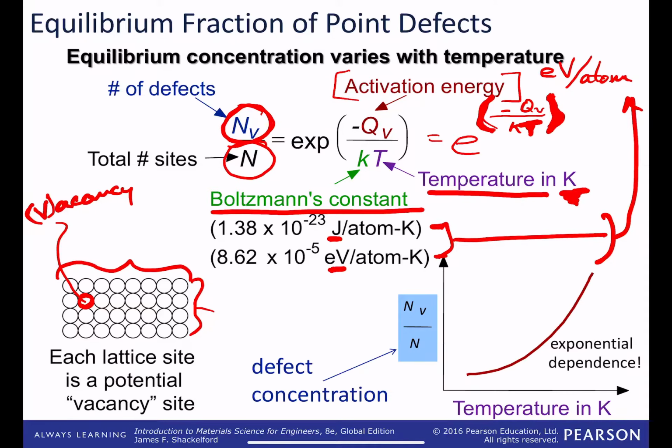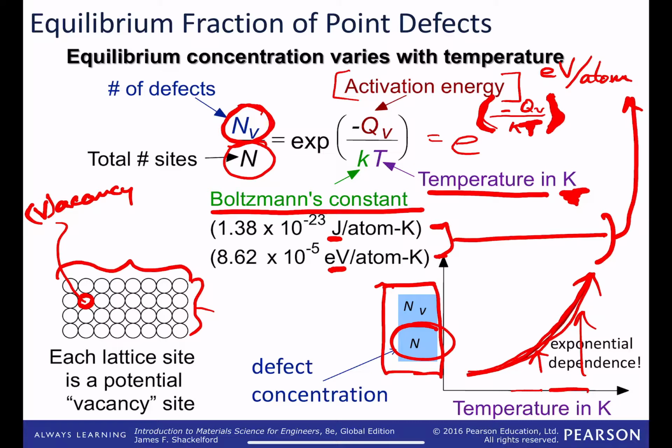Okay, so if you can imagine the outcome there, plotting the left-hand side of that equation versus temperature, you can see here that we would get an exponential curve as a consequence. Okay, so increase the temperature, and you'll get an exponential increase in the amount of vacancies relative to the total options available. Okay.